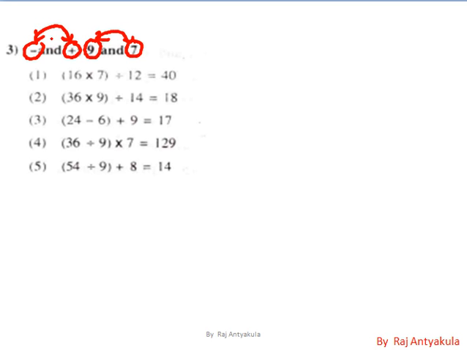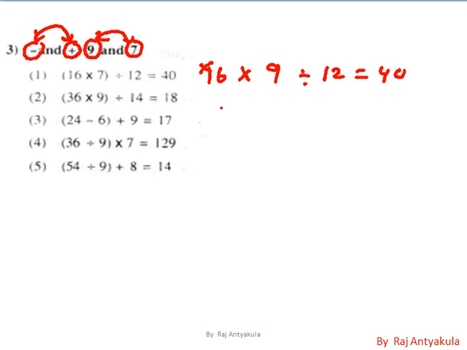Look at here carefully. 16, there is no condition on 16, so write 16. Into, there is no condition on into, so into 7. Be careful, 7 has to be replaced with 9. There is no condition on divided by, write down divided by 12 equal to 40, which is not correct.